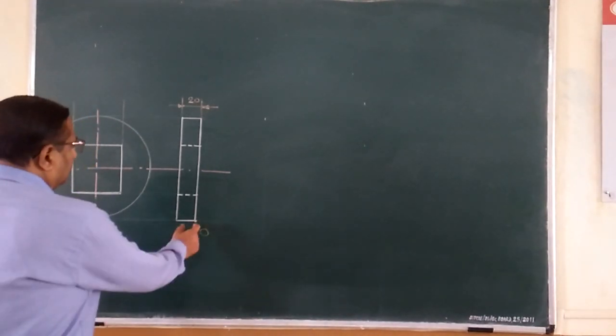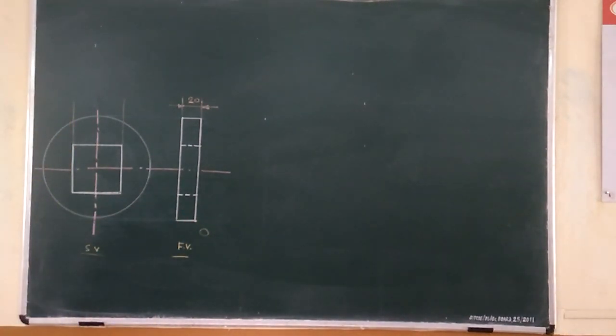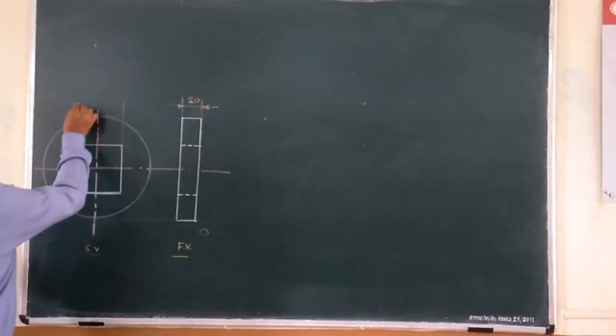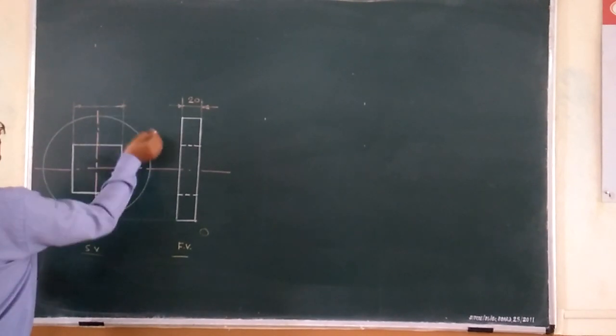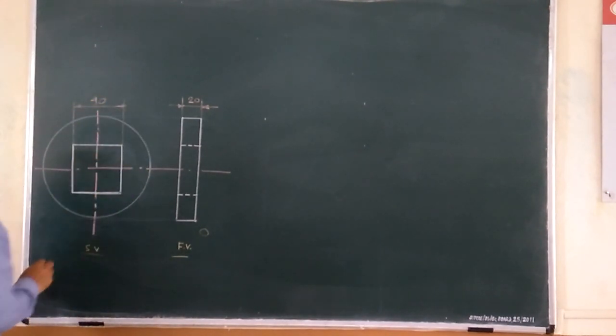So on the left side, left of O, its legs should appear on that side. Accordingly, we should see. Some of the dimensions are to be shown, and that is shown here. This I will take as 40.